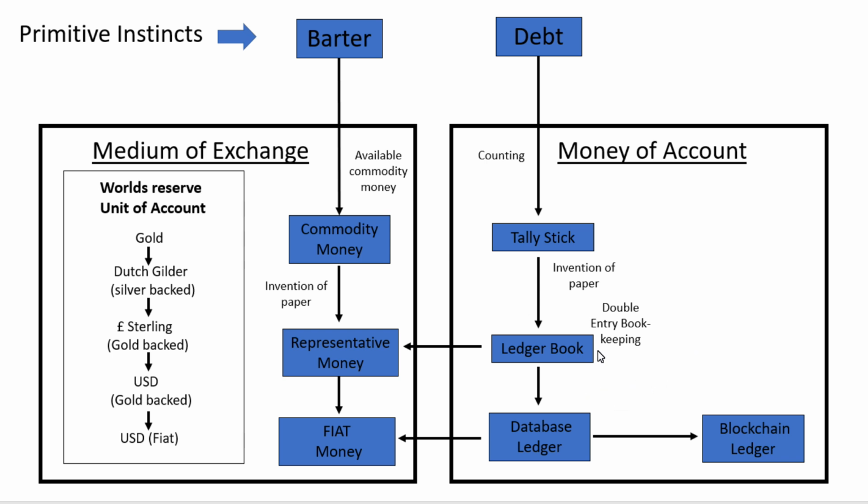And as we progress through time, the size of these have continued and obviously the move from books to computers enabled that. But fiat money is now only a small percentage of the total money supply. The vast amount of all money are basically ledger entries on computer databases. And it's likely that the next step in terms of money of account is going to be blockchain ledgers.